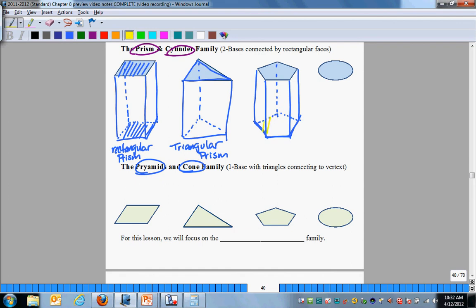And this, because you can see that our bases are pentagons, we call this a pentagonal prism. And then in the same family here, we actually have a cylinder, which is very easy to draw. You just draw a squashed circle. Draw another squashed circle. Technically, that's an ellipse. Dot the back to show depth, and of course you have a cylinder.